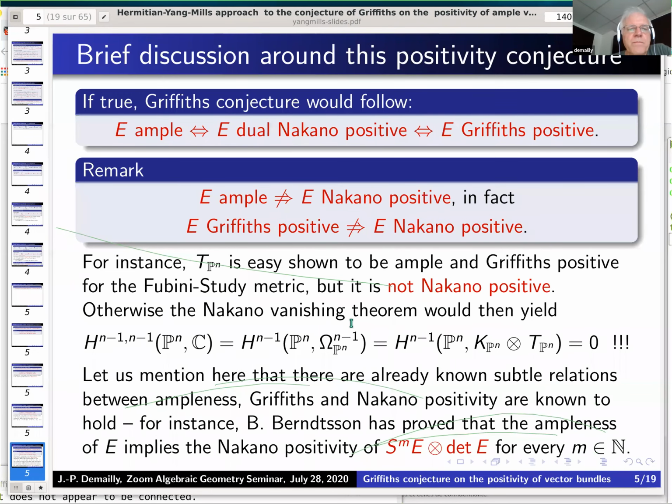And there are other very subtle relations between ampleness, Griffiths, and Nakano positivity. For instance, Bernstein has proved that the ampleness of E implies the Nakano positivity of all symmetric powers S^m of E tensor det E for all multiples m. But of course, adding the determinant is a big deal. It increases a lot the positivity. So it's a completely different setting.